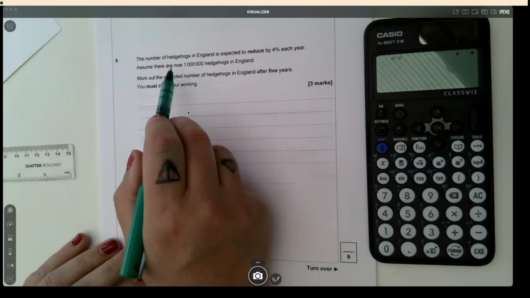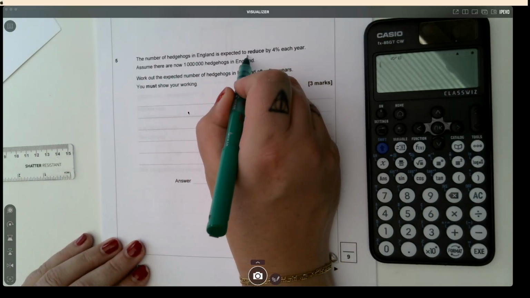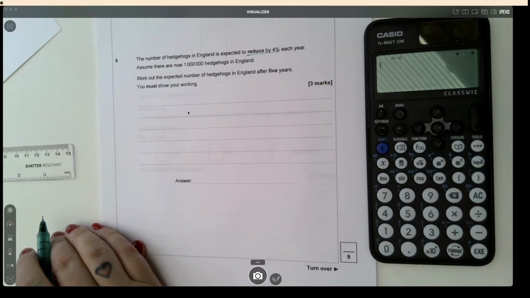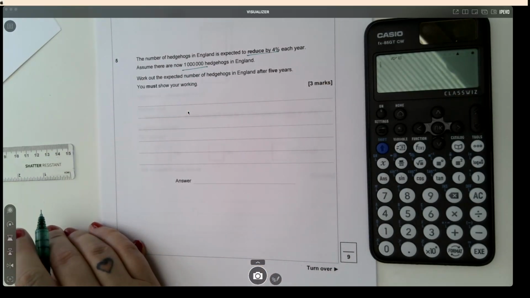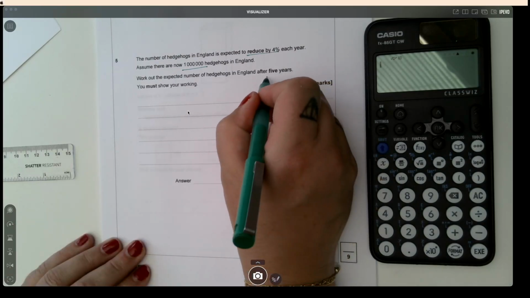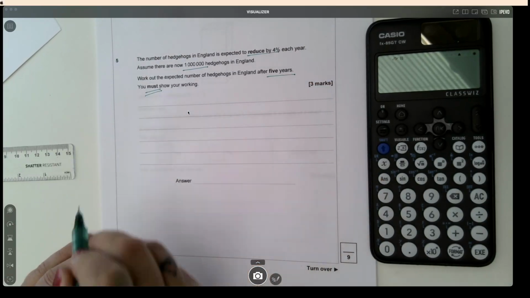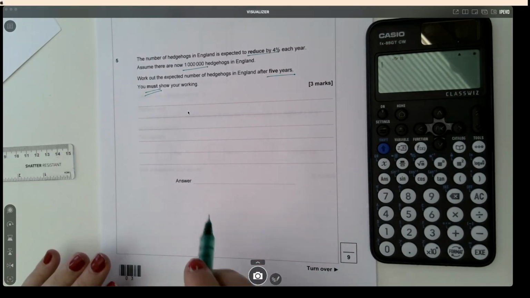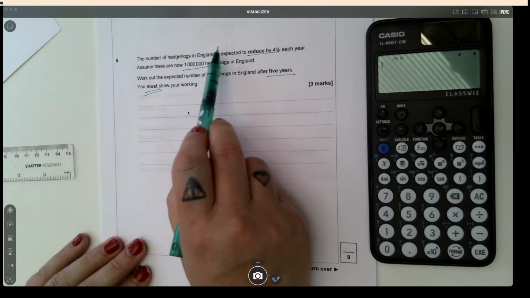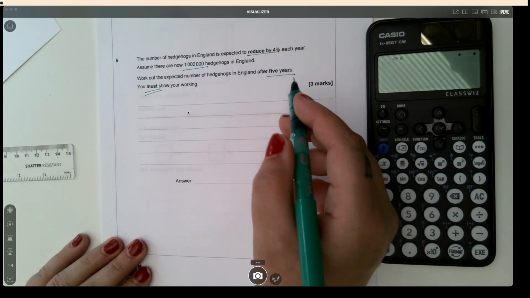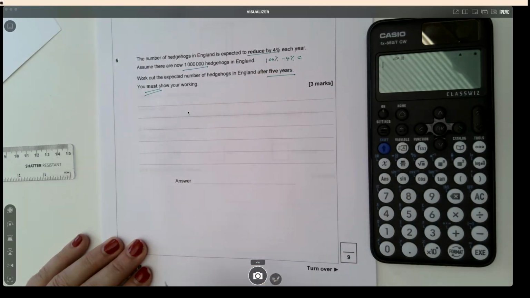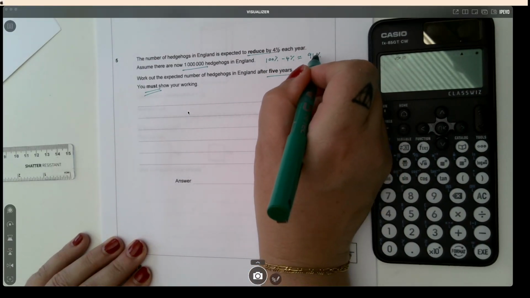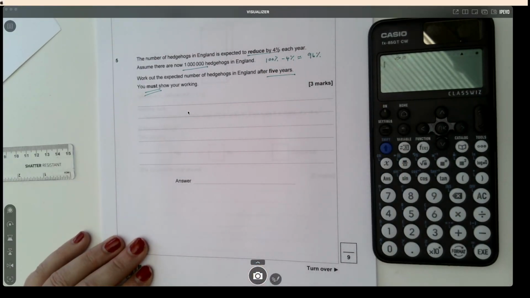Question 5. The number of hedgehogs in England is expected to reduce by 4% each year. Assume there are now 1 million hedgehogs in England. Work out the expected number of hedgehogs in England after 5 years. You must show your working. So, if the number of hedgehogs reduces by 4% each year, we would start with 100% and then we would reduce by 4%. So we would be aiming to have 96% of that value after that year.